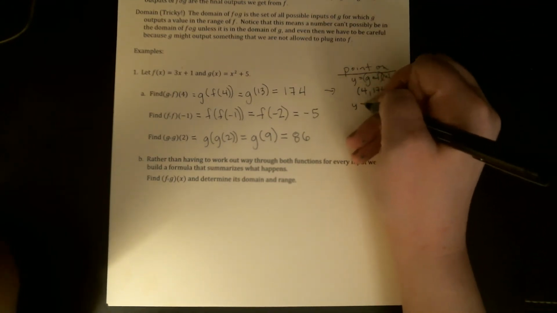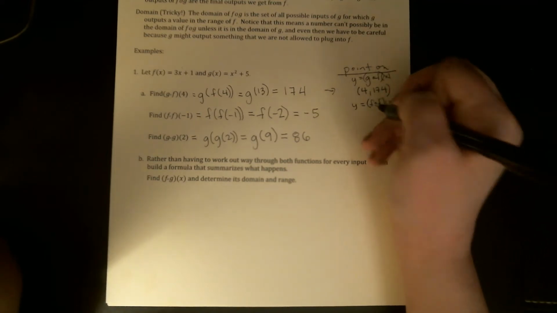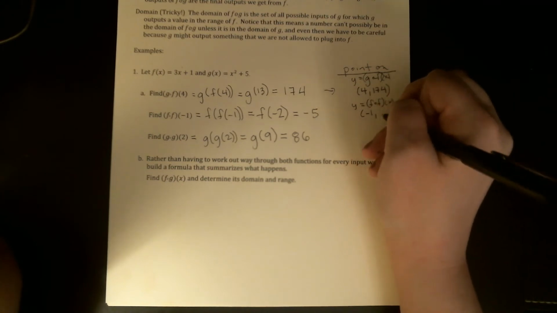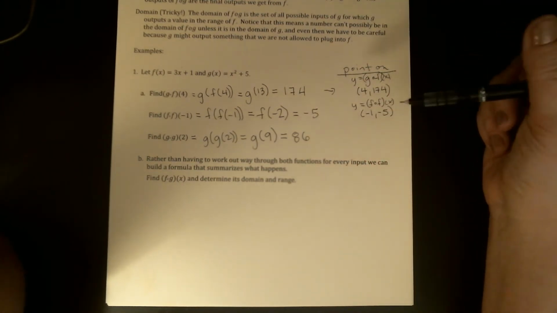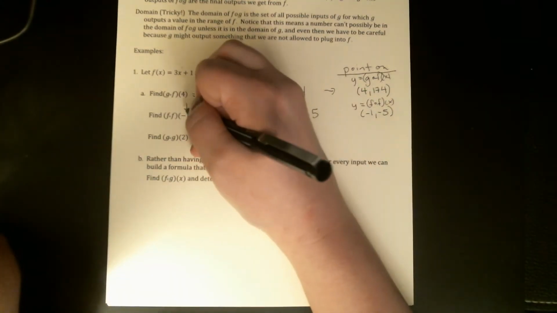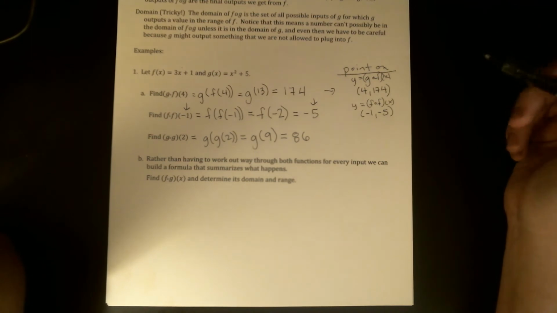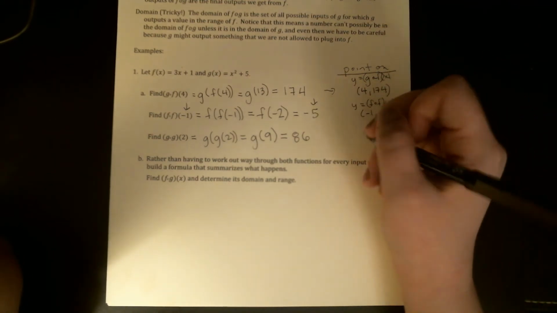If I want to talk about the graph of y equals f of x, I've just discovered that that function goes through the point -1, -5. So again, the key pieces of information for the composition are the very first thing you plug in and the very last thing you get out. In this case, we're only working with f, so both of those are coming from function f.